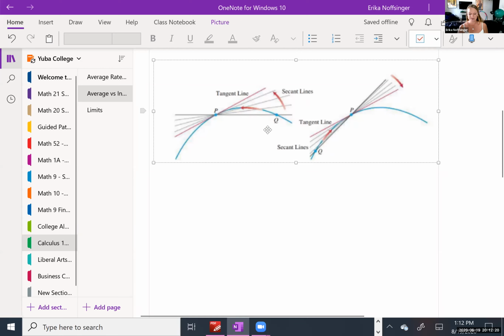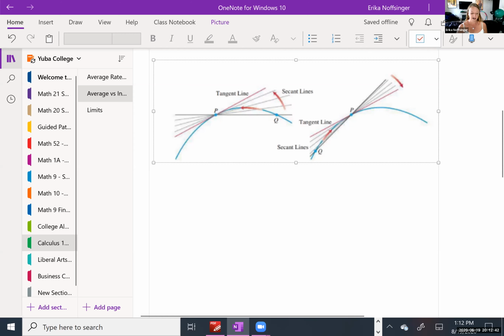So in the past, we've only been able to look at slopes as looking at a line, and now we can look at slopes on any curve. Basically, I just pulled this picture from your textbook. I thought it looked like a good representation of what's going on in here.